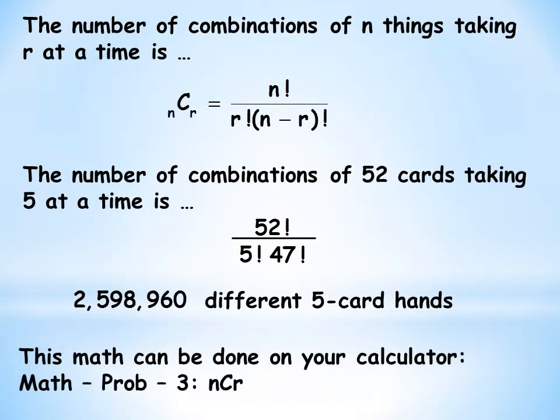But this is done much more easily on your calculator. Instead of going through the formula every time, it's most commonly just put in your calculator. Very similar to the permutation, you're going to go to math, probability, and instead of going to 2, you're going to go to 3, which is nCr.